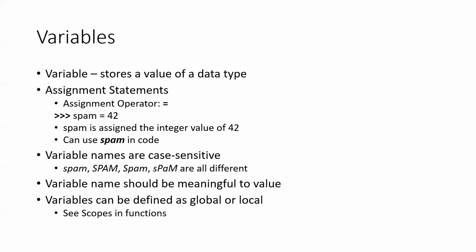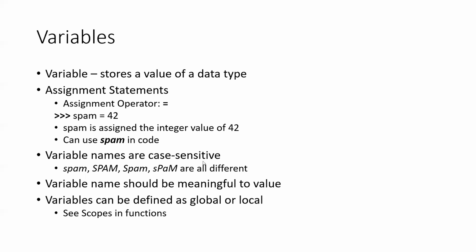All right, variables. We talked about these a couple times. Variables store a value of some data type. For assignment statements, we use a single equal sign as the assignment operator. For example, spam equals 42. Spam is assigned the integer value of 42, and spam can be used in code from there on out because that's our variable name.